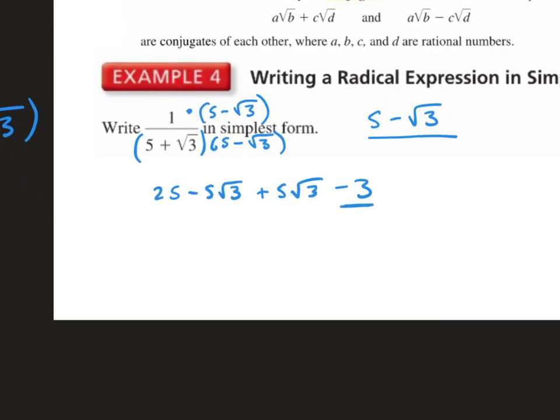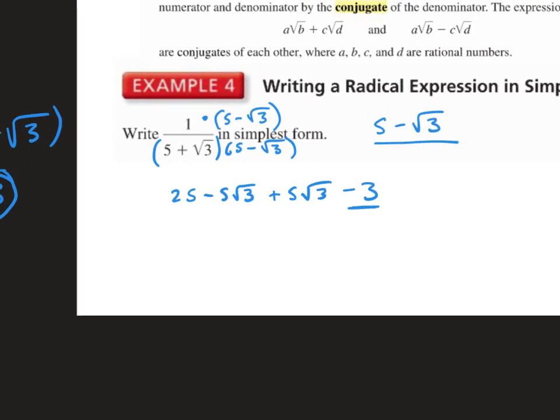Now can we simplify anything here? Do we have any like terms? Yeah, 25 and negative 3, so it's 25 minus 3? 22. What happens to that negative 5 square root 3 and the positive 5 square root 3? They cancel. So we're just left with 22 on the bottom. So this is our answer.